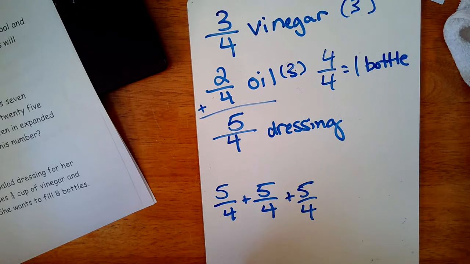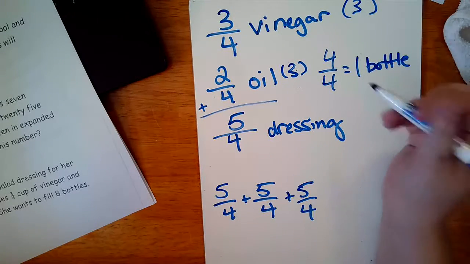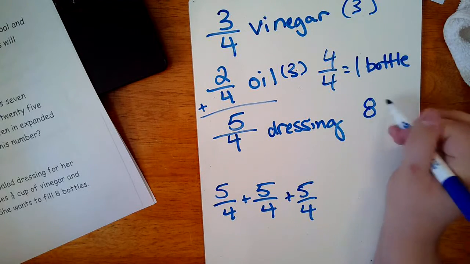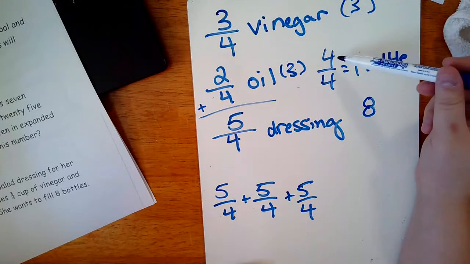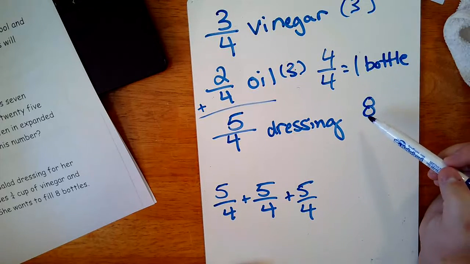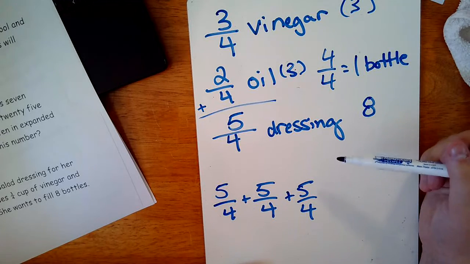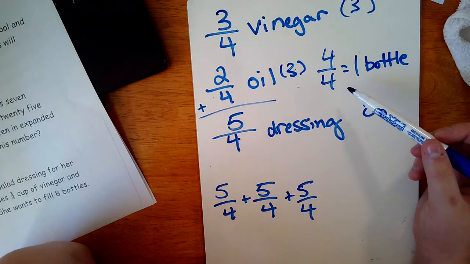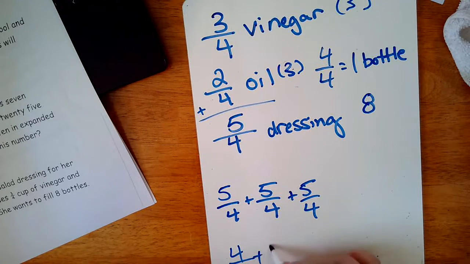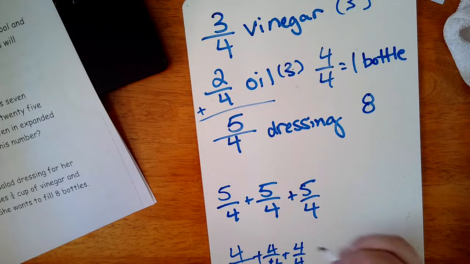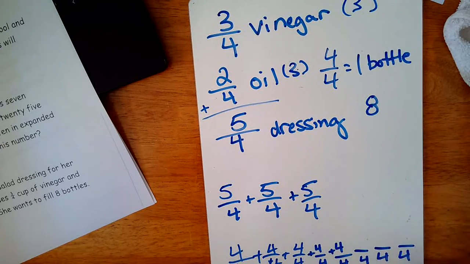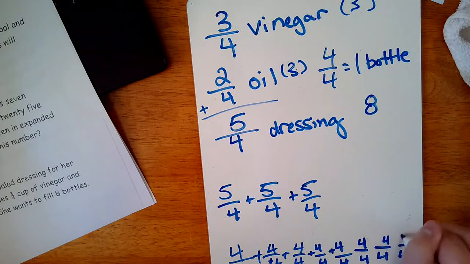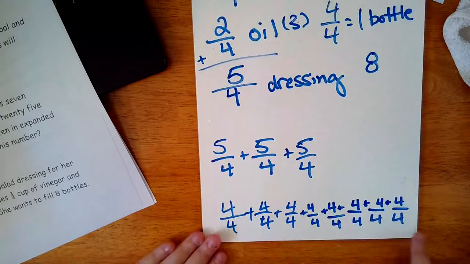Okay. Now, if we're trying to get to 8 bottles, right? That's our end goal, is to have 8 full bottles. Well, we know that in order to get 8 full bottles, each bottle is 4/4, right? So we need at least how many fourths? How can we figure that out, right? If we know that we need 8, so 4/4, 8 times. One, two, three, 4, 5, 6, 7, 8. Oh, good job, Miss Lewis.